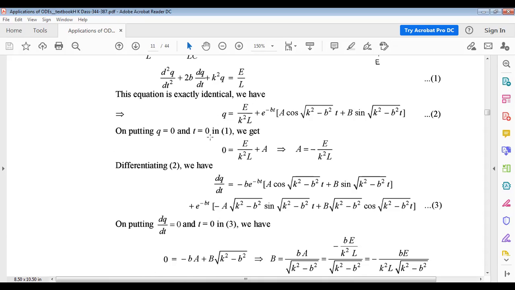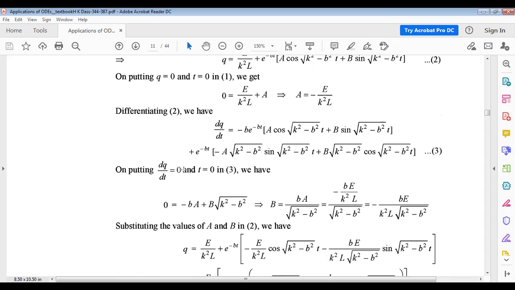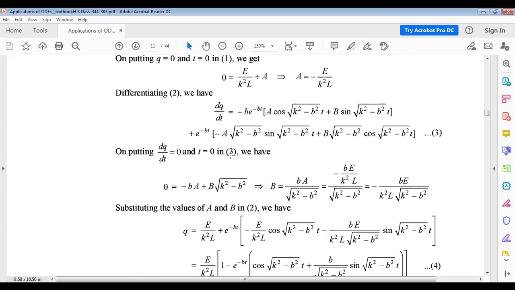Now putting Q equals 0 at time t equals 0, we get A equals minus E by k square L. Now differentiating this to get I, using the UV method, we get equation number 3. So dq by dt is I, which equals 0 at time t equals 0. Now putting t equals 0 here, dq by dt will be 0, because sin 0 equals 0 and cos 0 means 1, and the constant will remain.